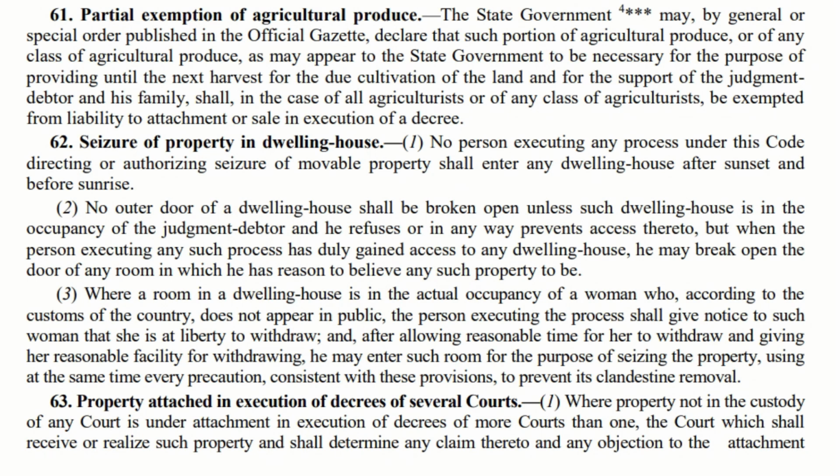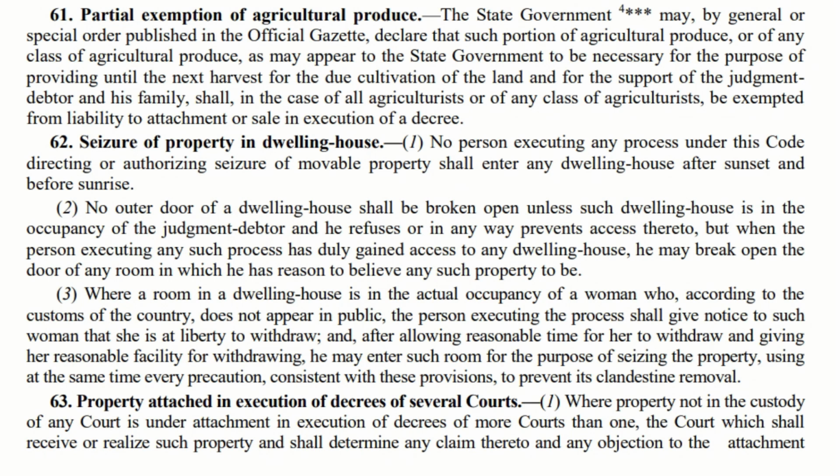This particular subsection is quite a different scenario. Imagine a judgment debtor is sitting in a house along with his wife. And that wife, as per the customs, is not permitted to appear in public. So the person who is going to execute the process knows that the wife of the judgment debtor is sitting inside the house and that she is not permitted to appear in public. So what he will do is give a notice to that lady. He will say to that lady that she can withdraw from this place. And after giving reasonable time for her to withdraw, he can enter the room and seize the property.